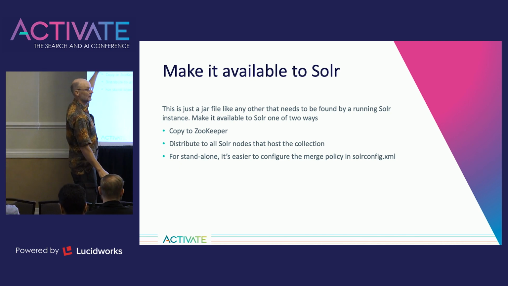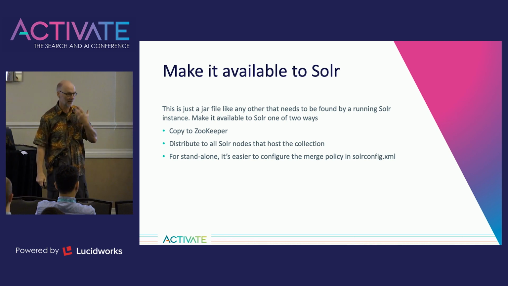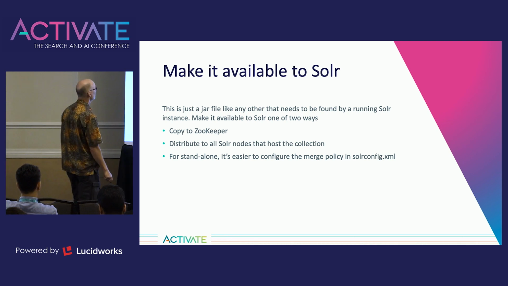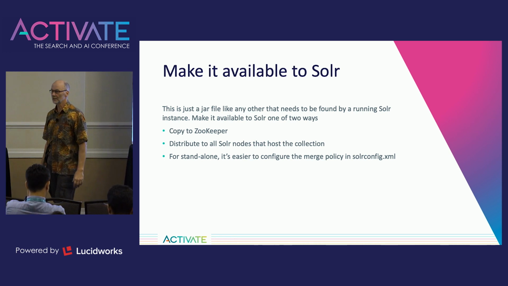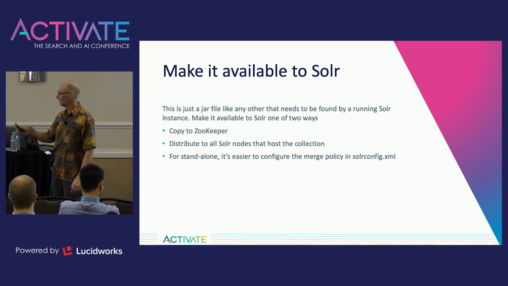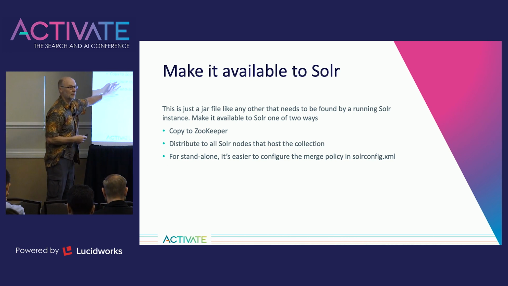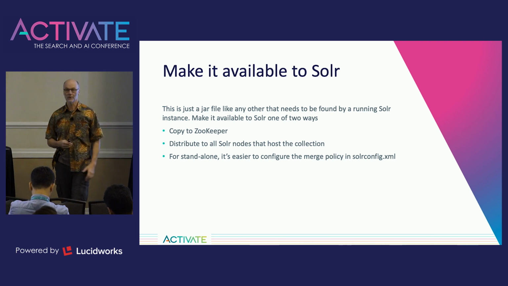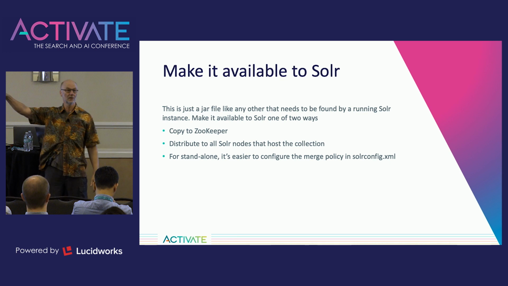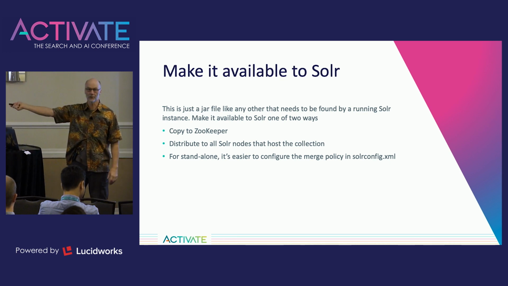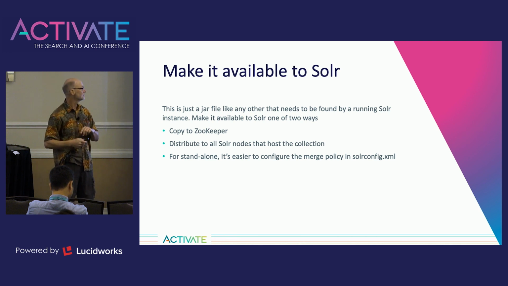So now I have to make it available to Solr, but this is just a jar file. People who've written custom code know about reading jar files, so I can just copy it up to Zookeeper. And if you set your configuration correctly, this will be available for all of your Solr nodes in the cluster. I can use something like Puppet or Chef or any of those kinds of tools to push that jar out to every Solr instance that I have and put it in the right place. So when I put a lib directive in my Solr config file, it can be found.